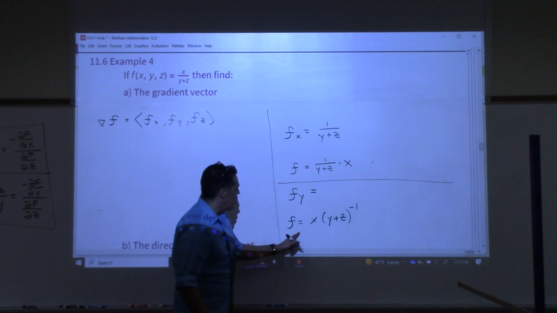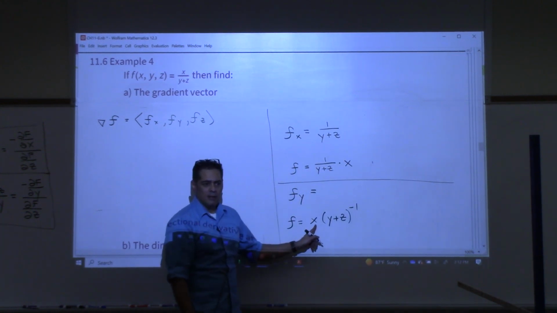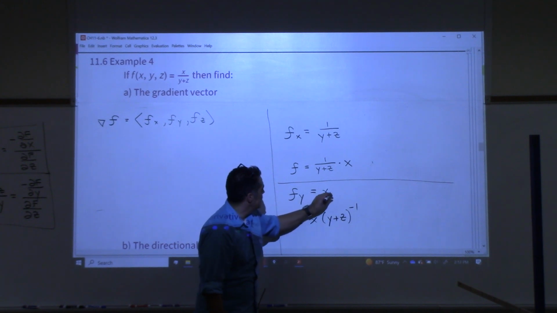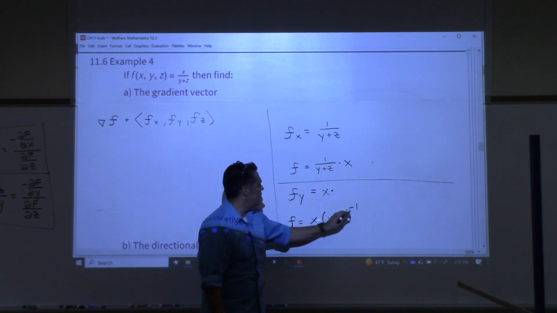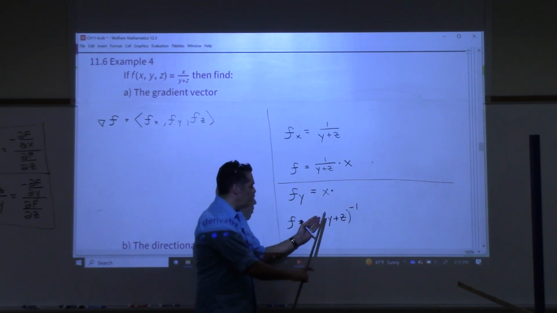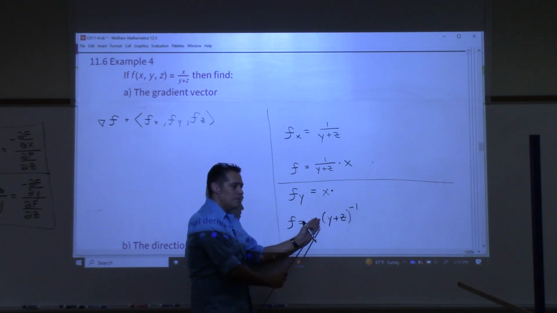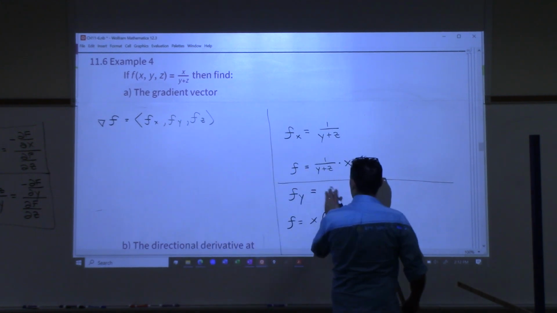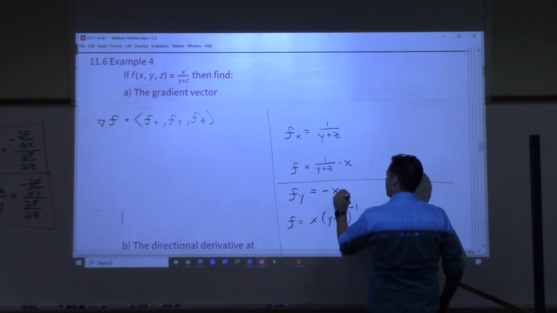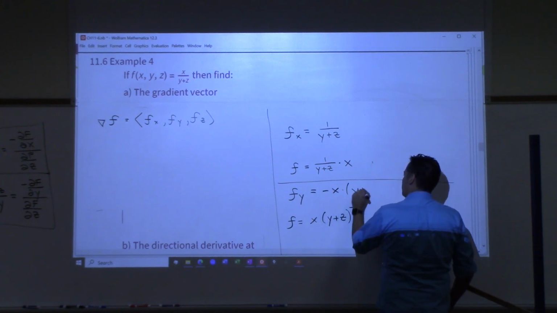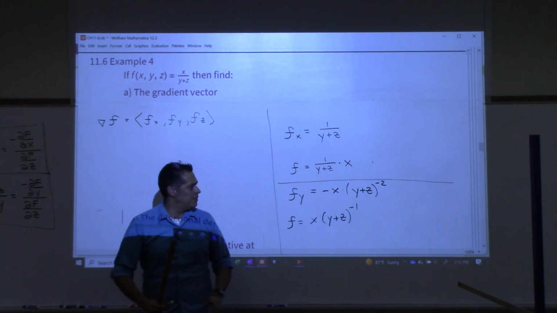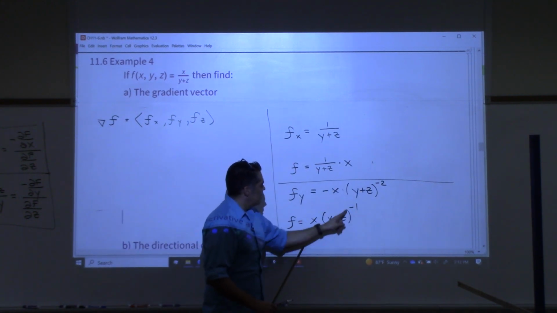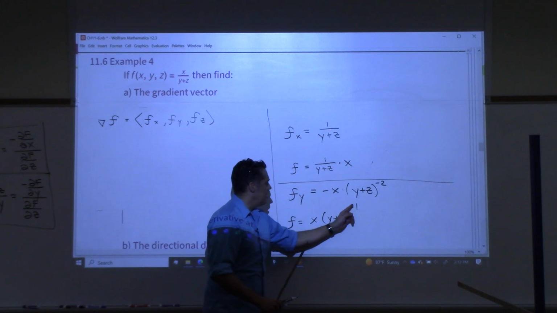So if I take this partial, x is a constant, right? Comes for the ride. Times... now I have to do chain rule, right? I'm ignoring that chain rule here. Negative 1 comes out. Let me put the negative in front of the x. Then I have y plus z to the negative 2, right? That's the first thing. I have to do this negative 1 comes out, then all of this to the negative 2.